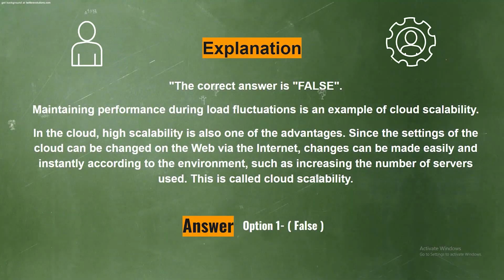Explanation. The correct answer is false. Maintaining performance during load fluctuations is an example of cloud scalability. In the cloud, high scalability is also one of the advantages. Since the settings of the cloud can be changed on the web via the internet, changes can be made easily and instantly according to the environment, such as increasing the number of servers used. This is called cloud scalability.